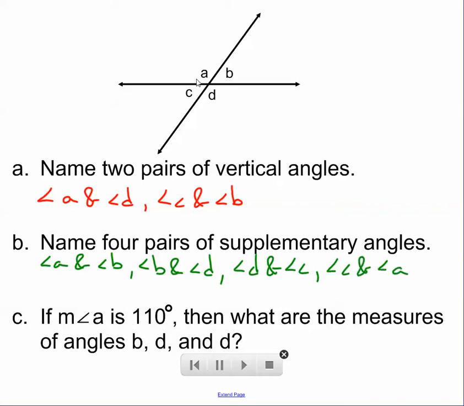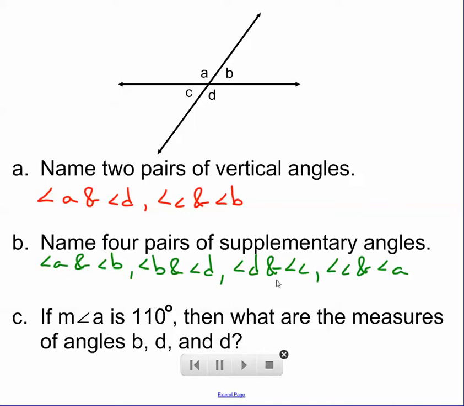A and B are supplementary because they're a linear pair. That means they add up to 180 degrees. B and D are supplementary because they're a linear pair. D and C are supplementary because they're a linear pair. And C and A are supplementary because they are a linear pair. When you put them next to each other, they form a straight line. In fact, they're doing it right now.